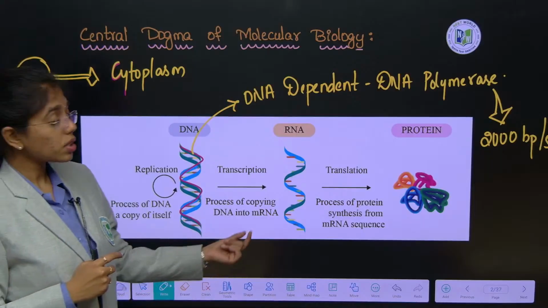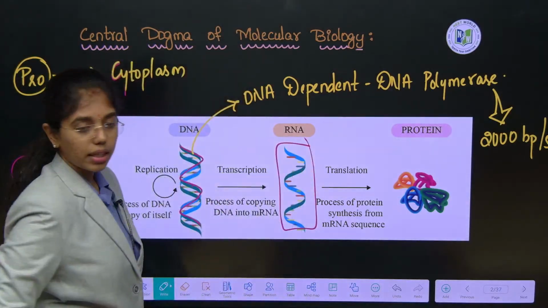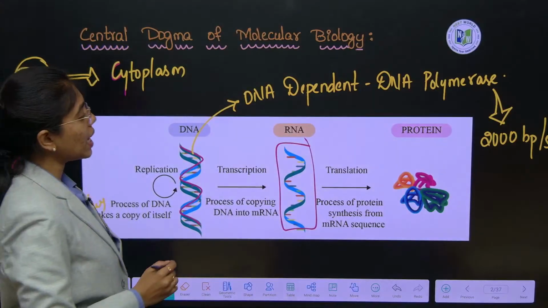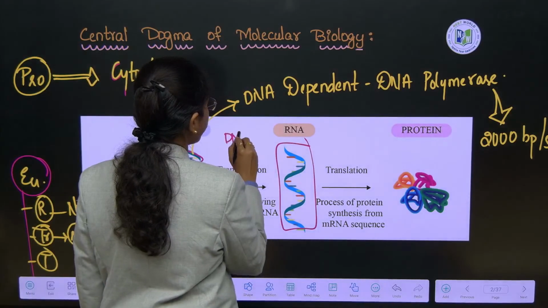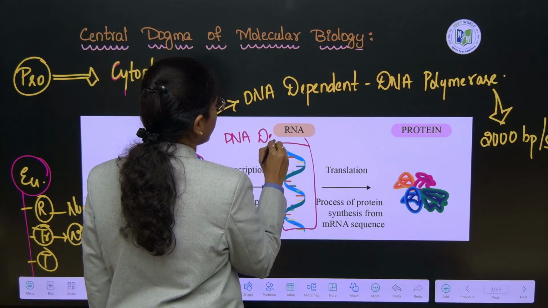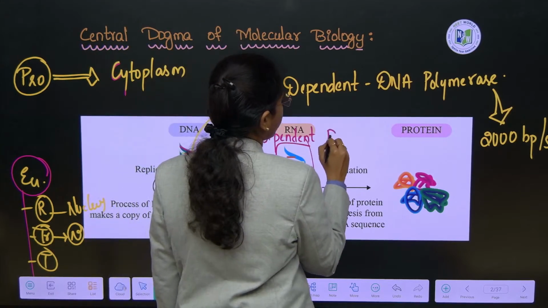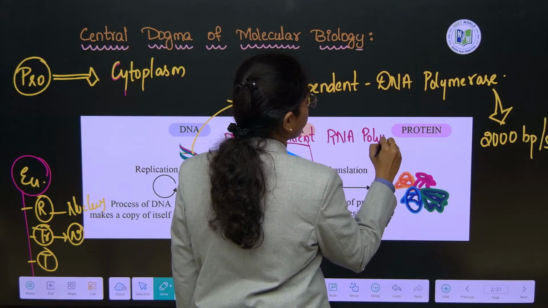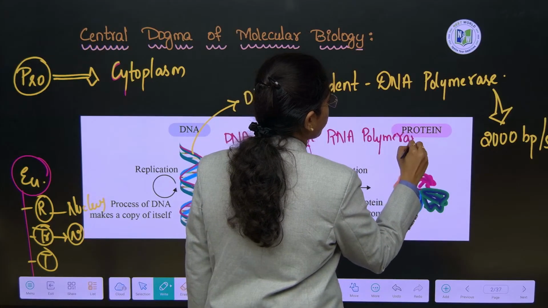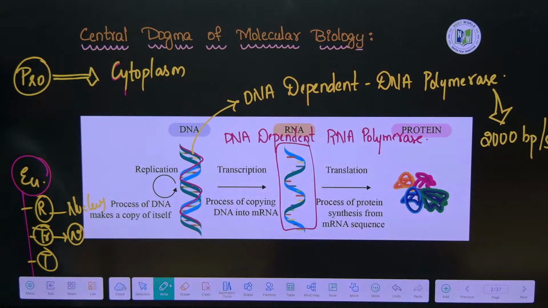And then in transcription, a new RNA strand is being synthesized taking DNA as a template. What is the enzyme that is synthesizing RNA, beta? DNA dependent RNA polymerase will synthesize the RNA strand. Clear till here? Any doubt anywhere?